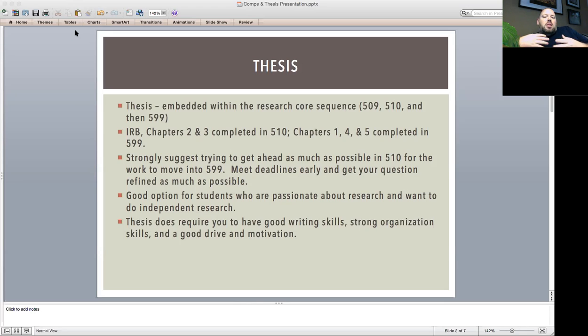And again, these are all built on different assignments in both of these classes, right? My strongest suggestion, and when I've talked with some of you about thesis, is to try to get as much ahead as possible in 510 to move easily into 599. So what I mean by that is, yes, you have your lit review that you are having to finish for your final draft for the assignment of 510, but that is not the final draft. So you're going to get feedback from your instructor from that.